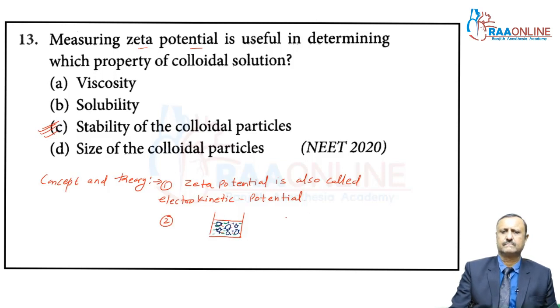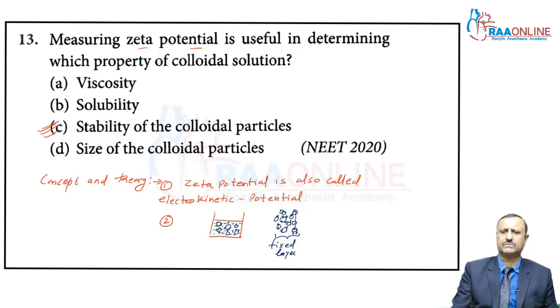Here you get two types of layers. Number 1, this layer is called the fixed layer. My dear students, in this layer positive charge is present on the surface of the colloidal particle. When positive charge is present on the surface of the colloidal particle, potential is developed, and this potential is developed in the fixed layer.